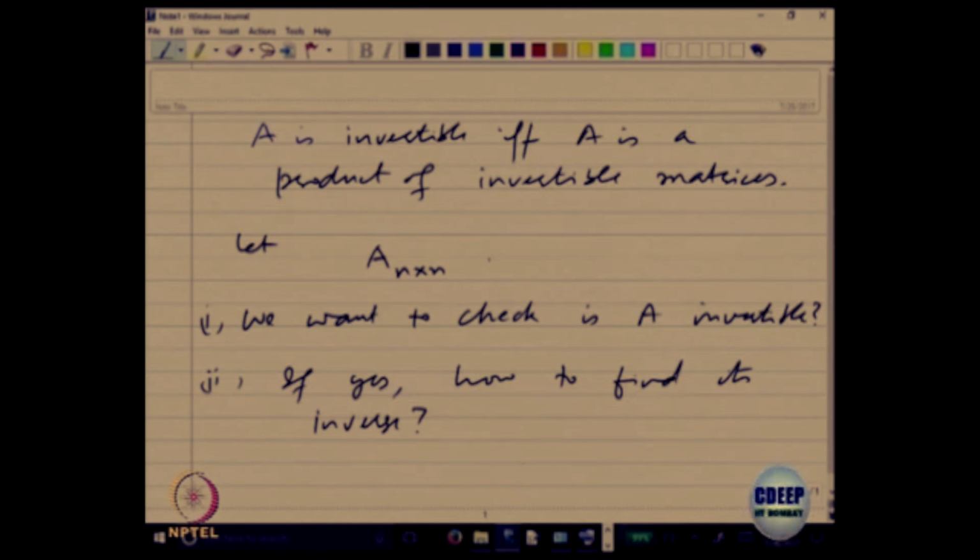So what should be the strategy? It says A is invertible if and only if it is a product of invertible matrices, and in that case its row echelon form, we saw, should be equal to identity. In that case the row echelon form of A should be equal to identity matrix. So the idea should be to take the matrix A and find its reduced row echelon form. If that is identity, it will be invertible. That is one. Now I also want to compute A inverse. So how will I compute A inverse?